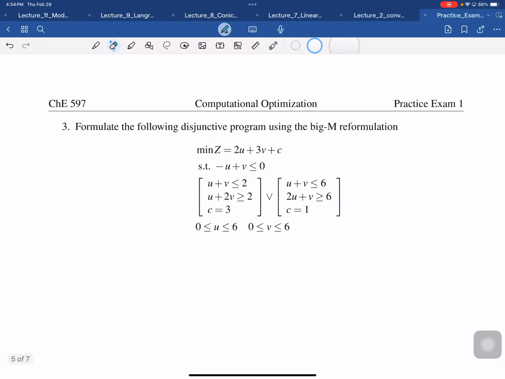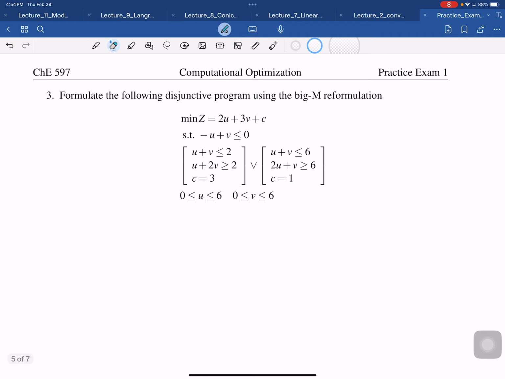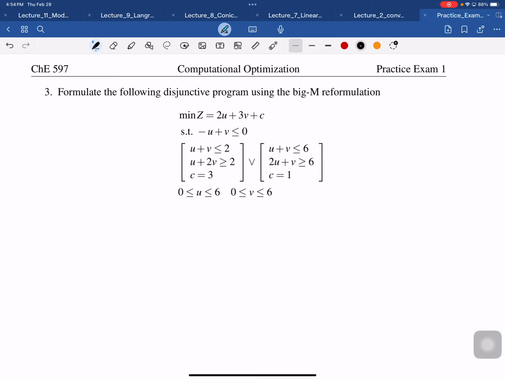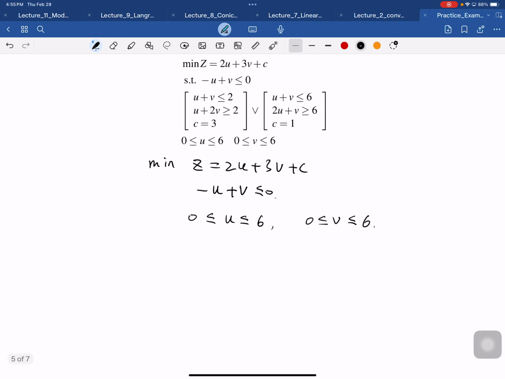Okay, so we want to formulate the whole thing as a big M reformulation. Now, the only thing we need to remove is this disjunction. All the other constraints just stay there, right? So let's just write down all the other constraints. Okay, so that's all the constraints you just copy to the mixed integer linear programming problem.